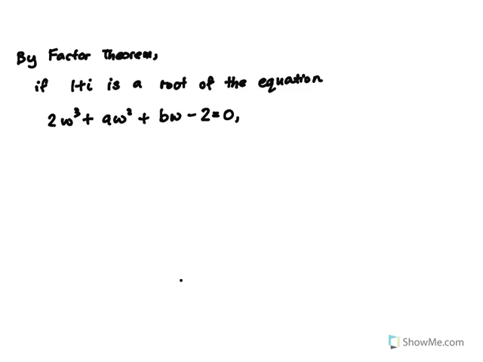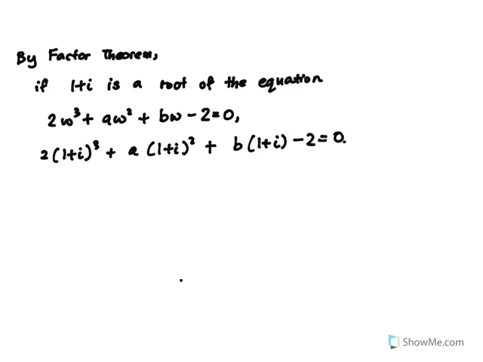Alright, so from here we can use the factor theorem. If 1 plus i is a root, then if we substitute it into the equation, it should give us 0. So by the factor theorem, we just substitute it inside: 2(1 plus i) cubed plus a(1 plus i) squared plus b(1 plus i) minus 2 should give me 0. So it should fulfill the equation.